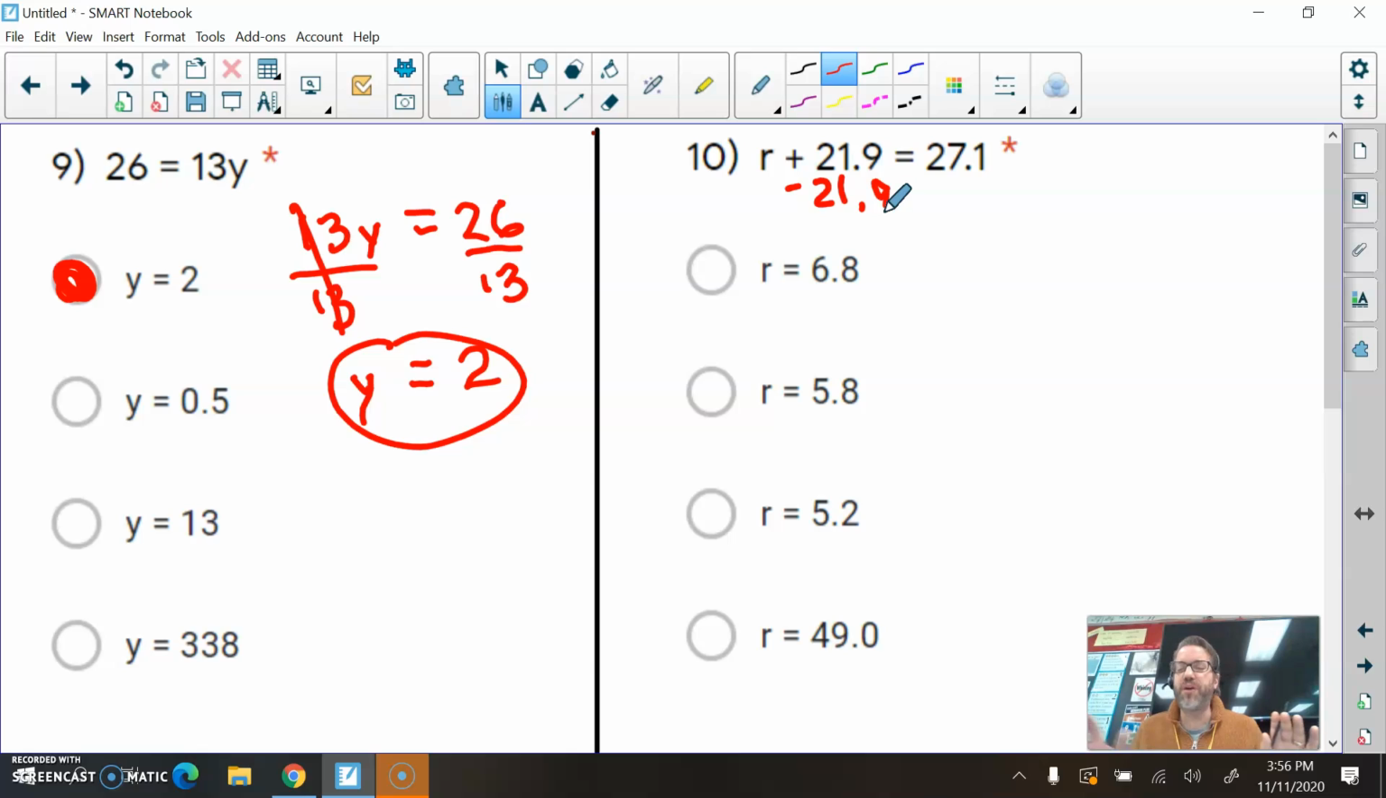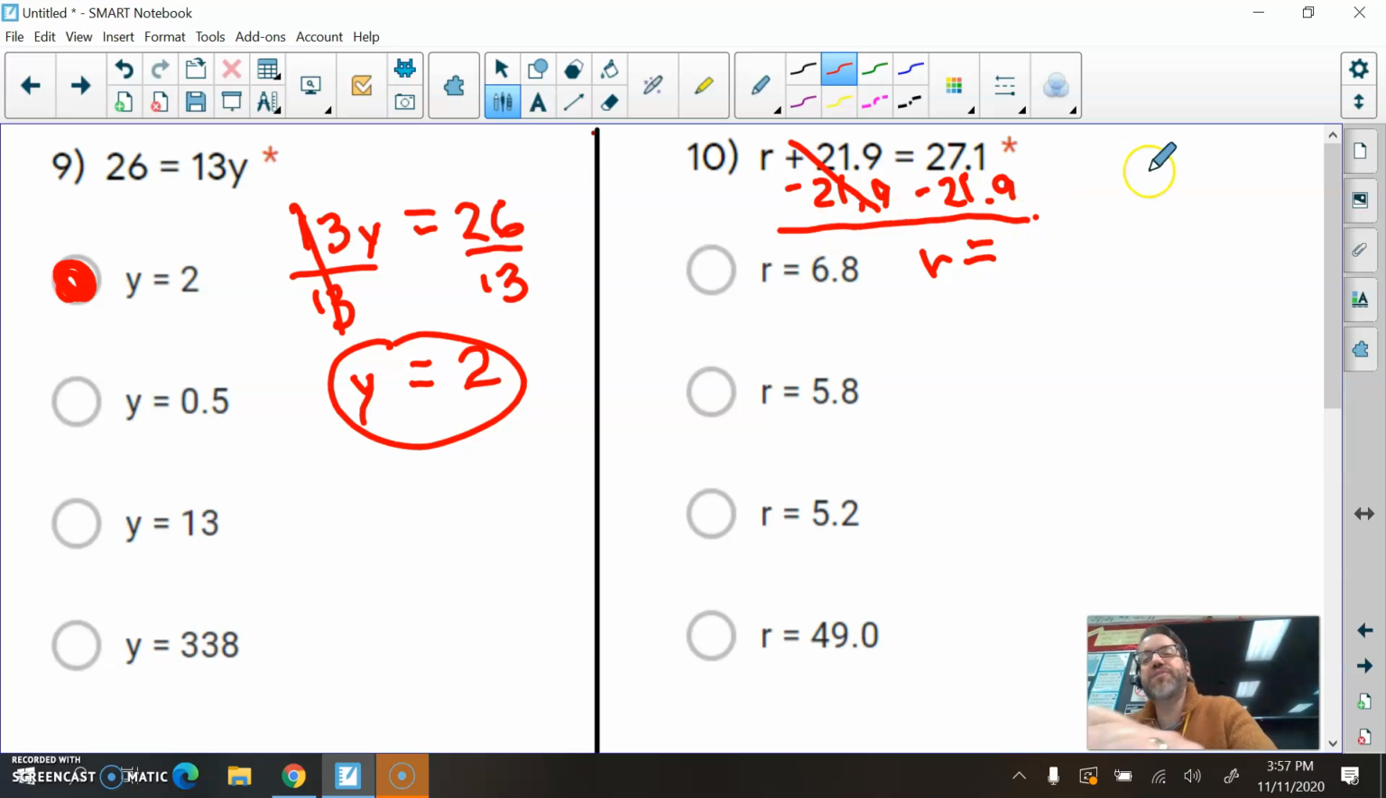Now I'm not going to worry about this yet. Oh, decimals are scary. Just start by showing what you need to do here. We're going to subtract 21.9 here, which will make these undo each other. If you add 21.9, then you subtract 21.9, they undo each other, and we have just R all alone on the left side of the equation equals, but now if I do that there, I have to also do it here, minus 21.9.